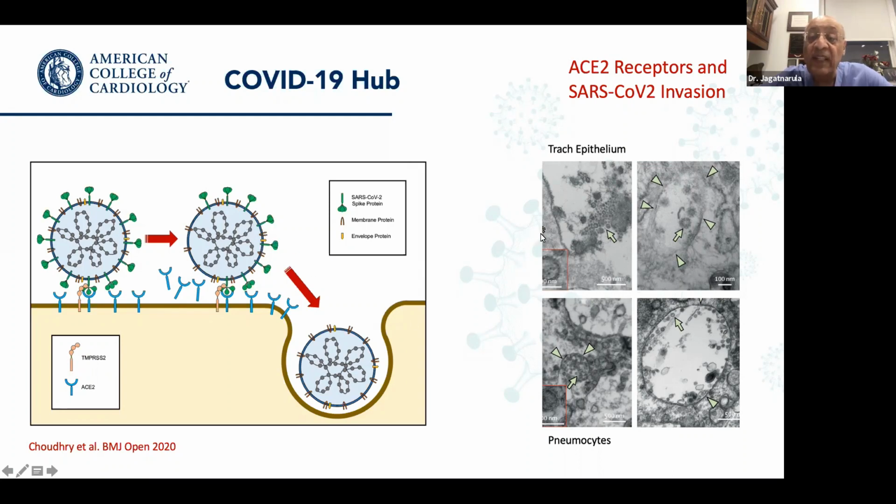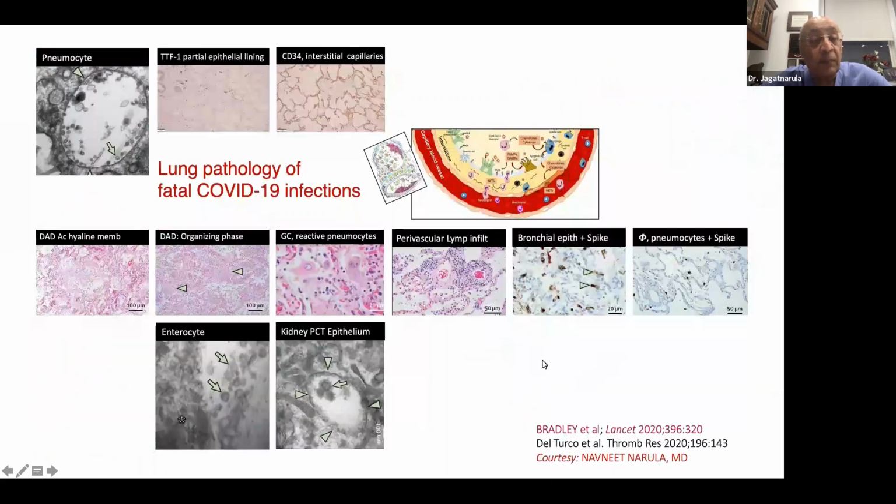Now, as you can see here, the virus is entering through the tracheal epithelium. You can see it in the electron microscopy here. The coronavirus is in the epithelial cells. And in the lower panel, you can see that the coronavirus is present in the alveolar spaces and is entering into the pneumocytes, particularly pneumocyte type 2, which have abundant ACE2 receptors.